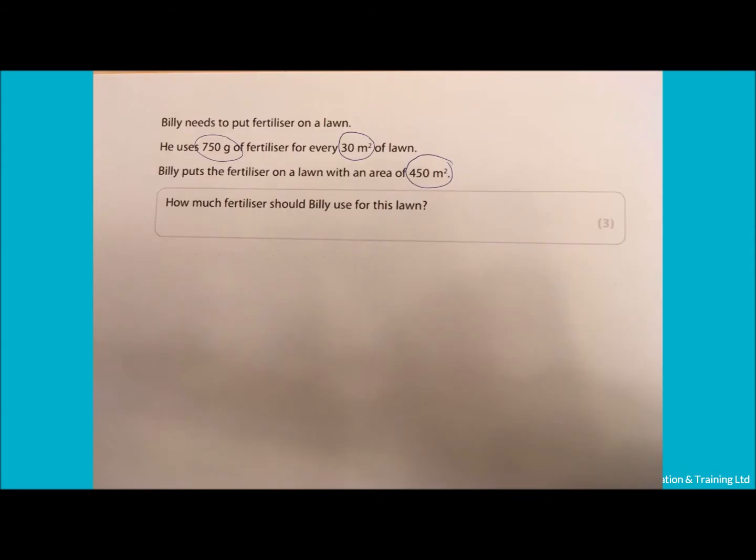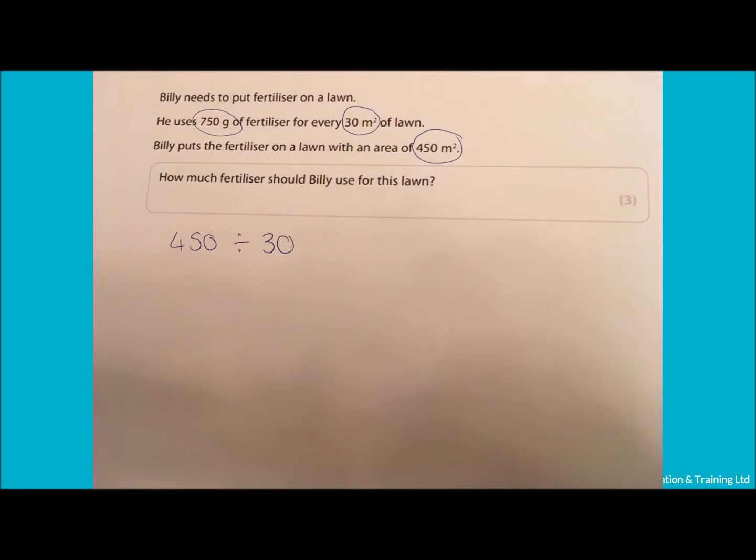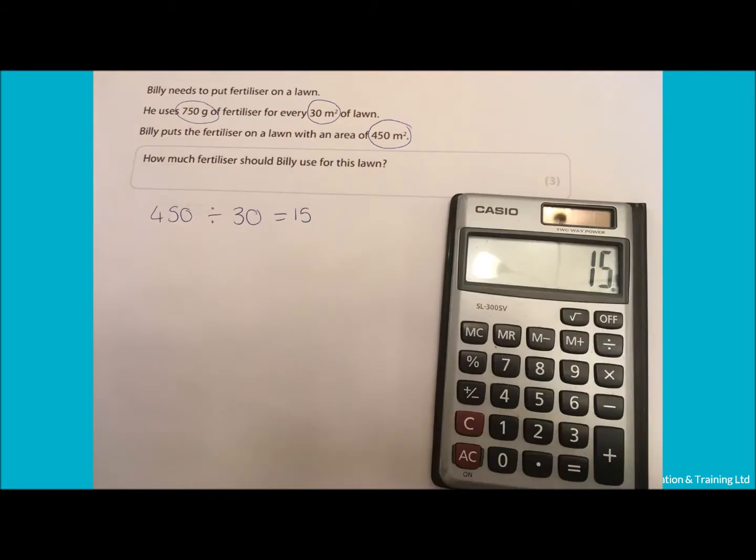Again, I'm going to pick out the key point, 750 grams for every 30 meters squared. So that's an area for every area. And he wants to put the fertilizer along with a total area of 450. So I want to compare area with area. So I'm going to split the 450 into 30 pieces because for each of those 30 I need to put a set amount of fertilizer. So I'm going to do that division, which gives me 15.